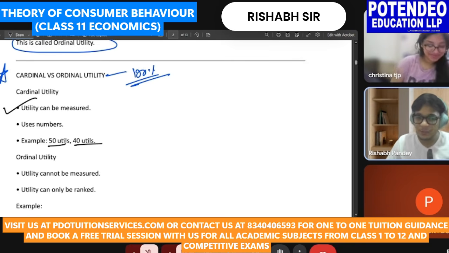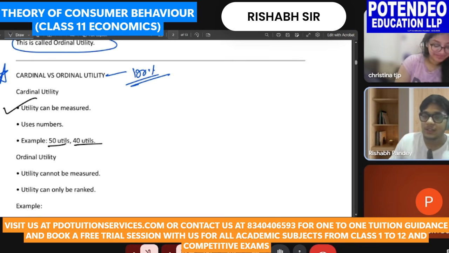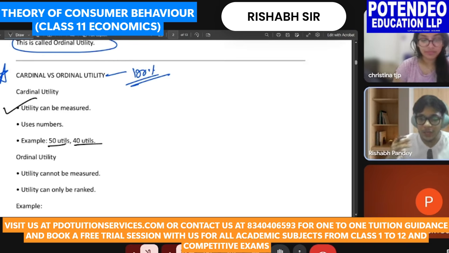So, cardinal utility. What is this? Basically, in this, the utility can be measured. Here we use numbers like 50 utils, 40 utils, 30 utils. So, I am able to measure the satisfaction from a particular commodity I am using or attaining. Am I right? Now, we talked about qualitative and quantitative, if you remember, right? One is measurable, one is unmeasurable. One uses values, emotions, and all the stuff. Then we talked about positive and normative economics. Remember that? Just like that, this is also one of the comparisons.